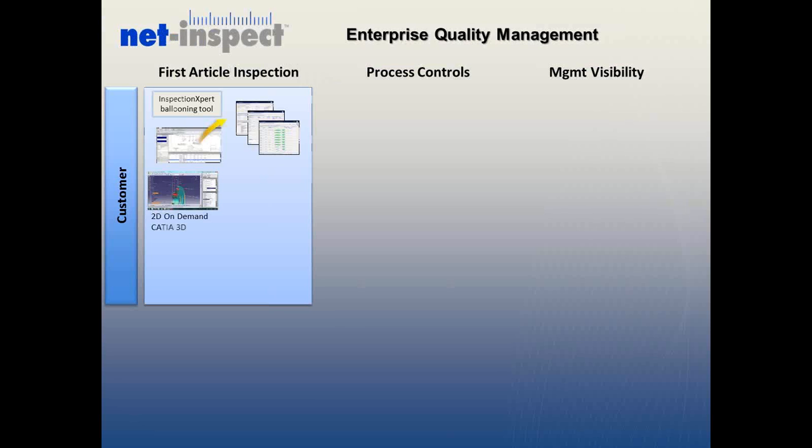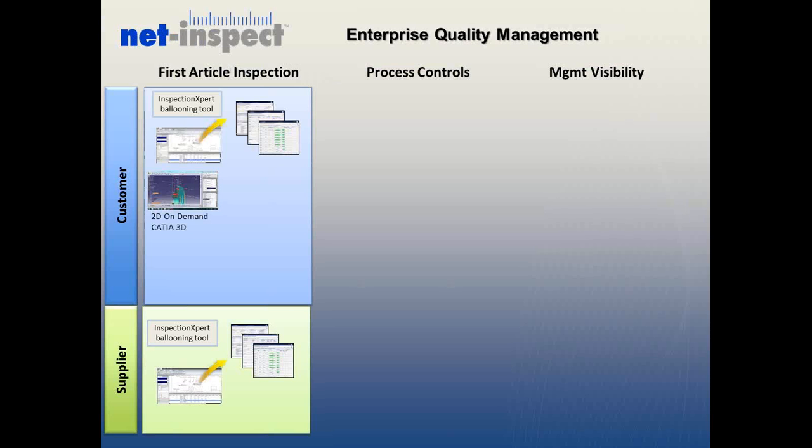So how it all comes together, what we have is, from a customer and a supplier view, we have creating the first article, preferably through a ballooning tool for productivity, both for you as a customer and for your supply chain. And then NetInspect provides that electronic communications for review and approval throughout that supply chain.